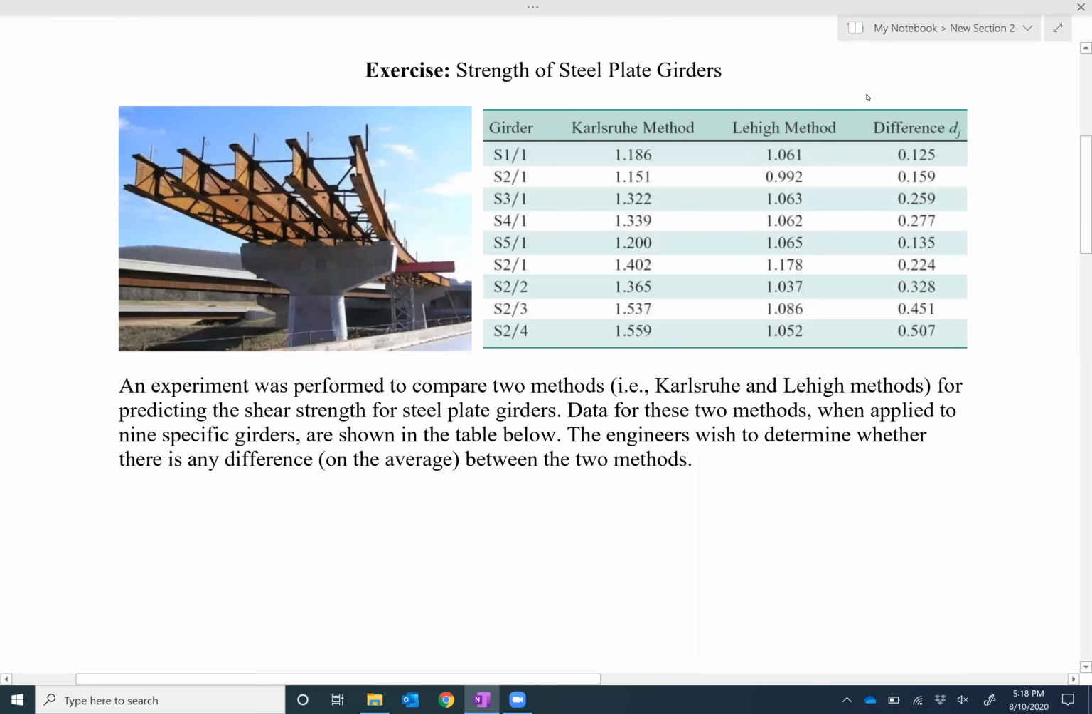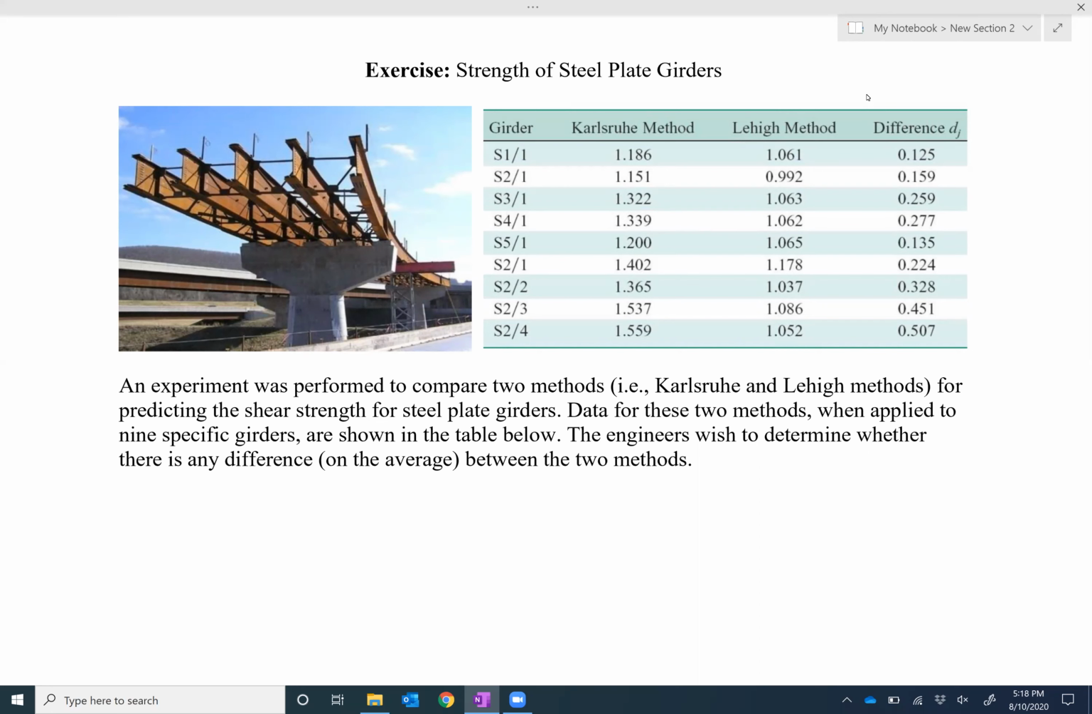Hello everyone. In this lecture, we're going to look at the comparison of two population variances, but this is a paired test. Okay, so let's first have a look at the exercise. We're going to discuss the concept through this exercise.